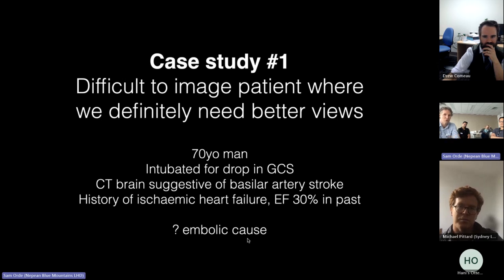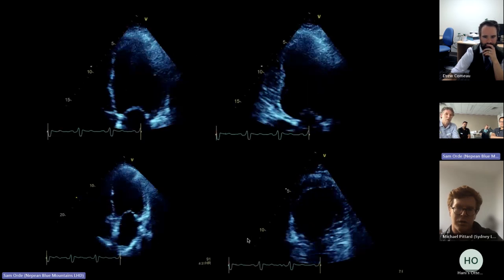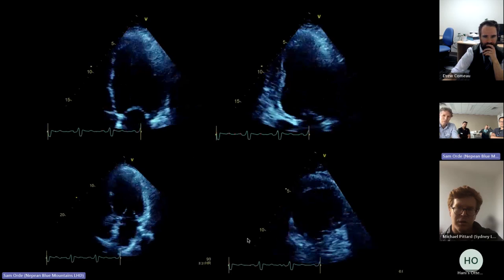We use contrast when you need to get better views. So in this 70-year-old man who was intubated for a drop in his GCS, CT brain was done urgently, which was suggestive of a basilar artery stroke. This gentleman was known to have ischemic heart disease, a bad heart. So clearly we need to know if there is an embolic cause to it. And these are the pictures that we get.